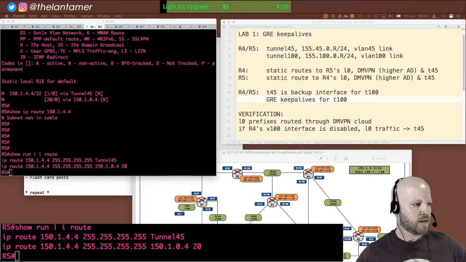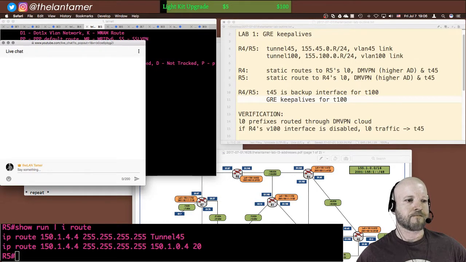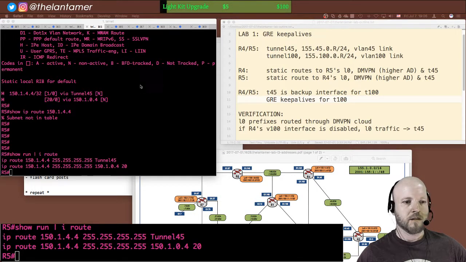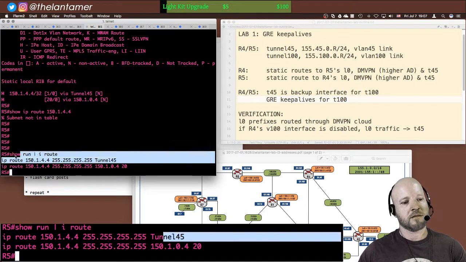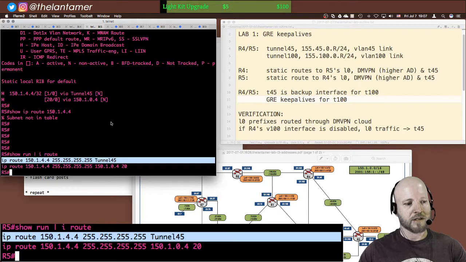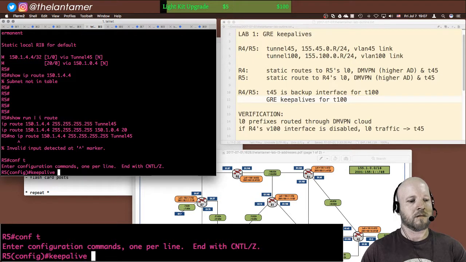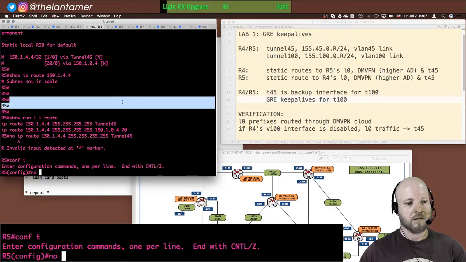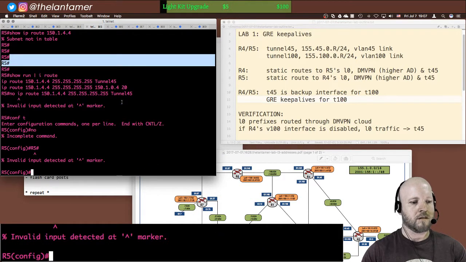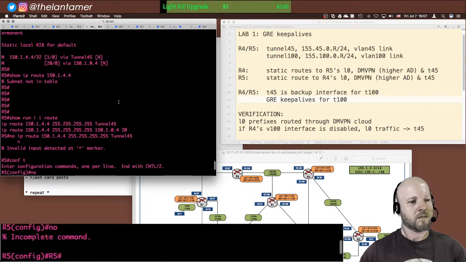I don't have my chat window up. I don't think anybody has chatted, but just in case. Yeah, no chats. Yeah, why is that? I'd be really curious to know. Why is it doing that?